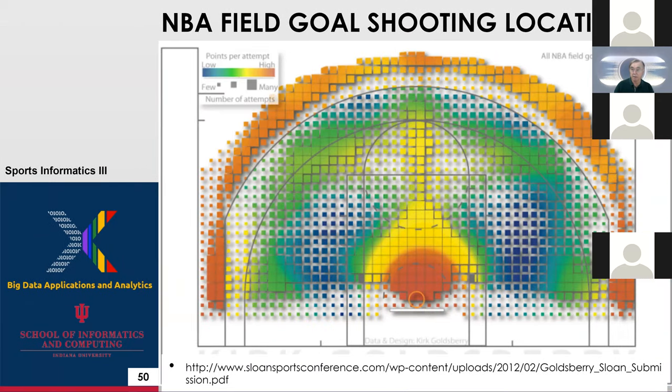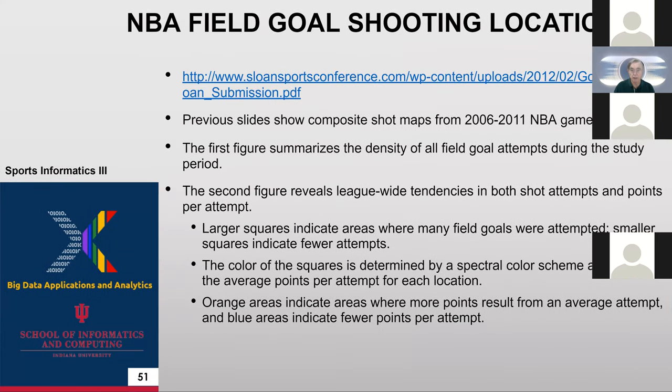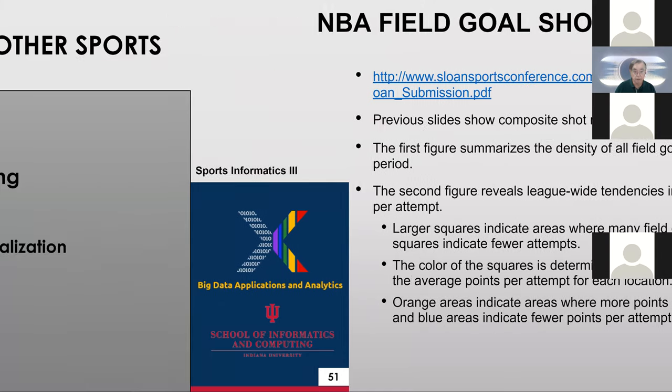And here's a similar plot from the same source, where the color tells you the average number of points per shot. It's very high in the 3-point range at the edge, and very high for the dunks, which are sure things if you get the dunk in right. This is summarized here, and I got it out of this particular conference. All right, so that finishes this particular part, I think.